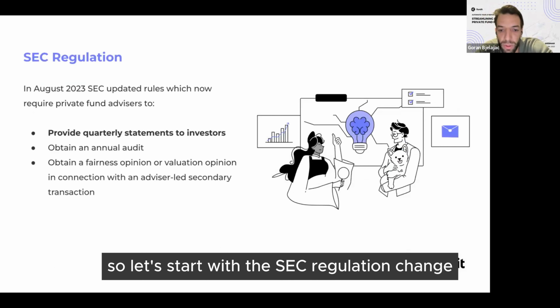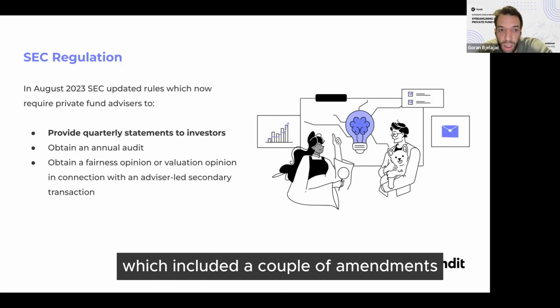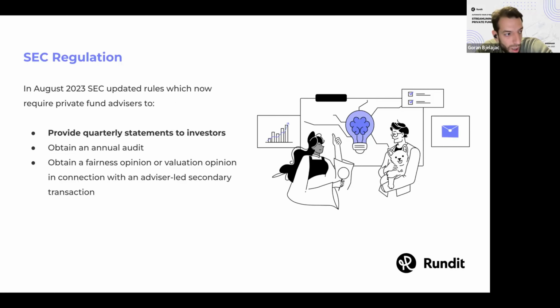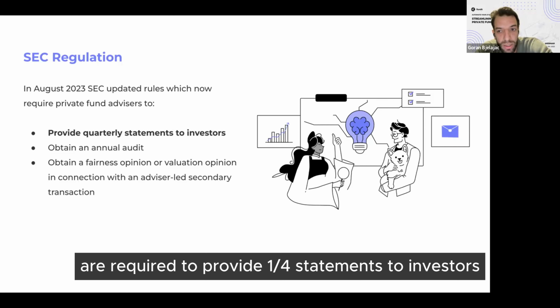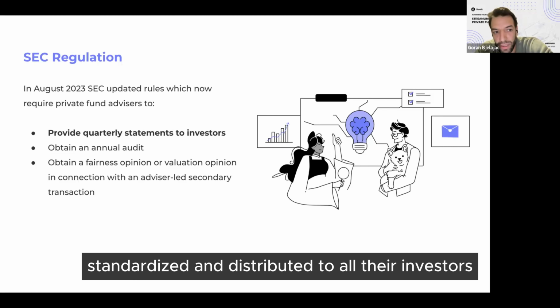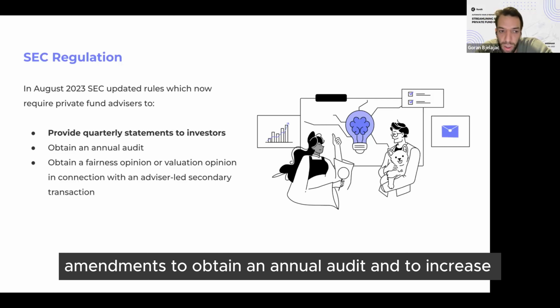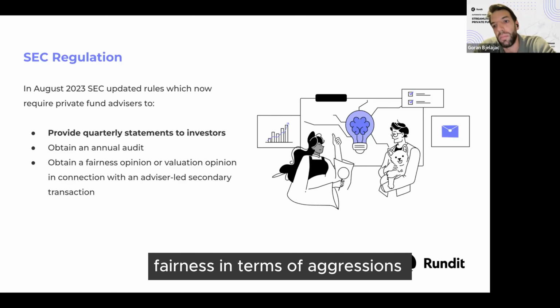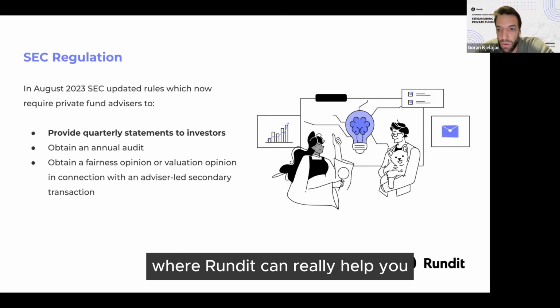So let's start with the SEC regulation change. In August 2023, the rules were updated, which included a couple of amendments. One is that all fund managers are required to provide quarterly statements to investors, which should be standardized and distributed to all their investors. There are also a couple of other amendments, to obtain an annual audit and to increase fairness in terms of valuations. But in this webinar, we're going to focus on the first part, providing quarterly statements, where Rundit can really help you.